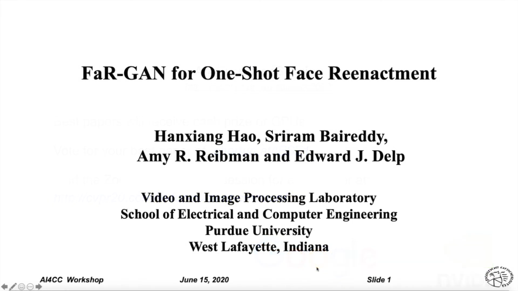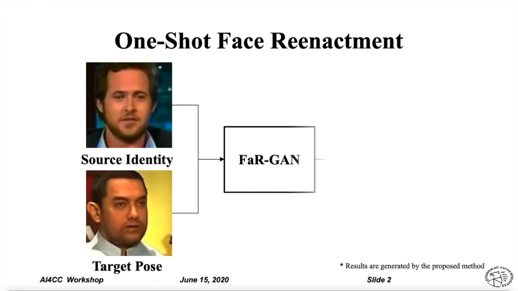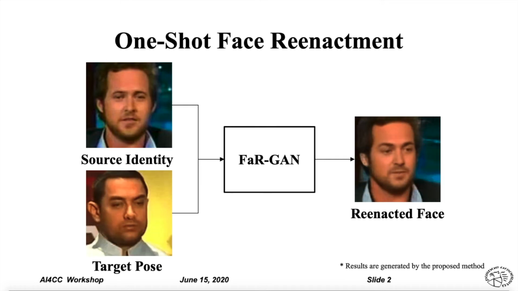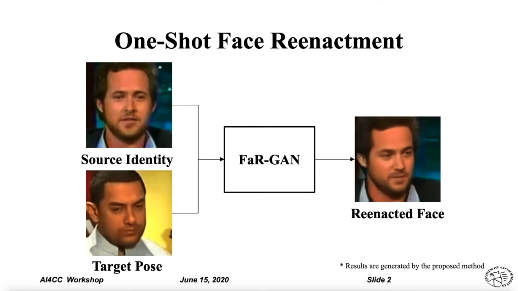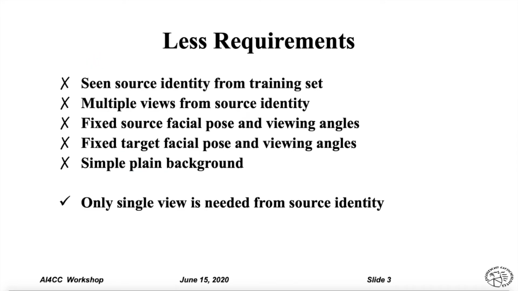We present a new method for one-shot face reenactment. Given a face with target expression, the proposed far-GAN model can produce realistic faces with the required expression. Compared to the traditional face animation method, we only require a single image from the source identity. We have no assumption about facial pose or viewing angles of input faces. We can also deal with complex backgrounds.